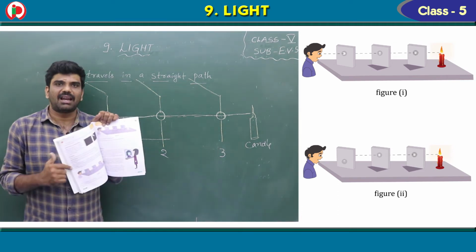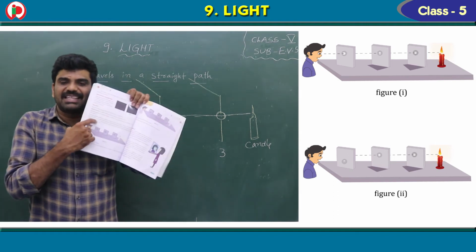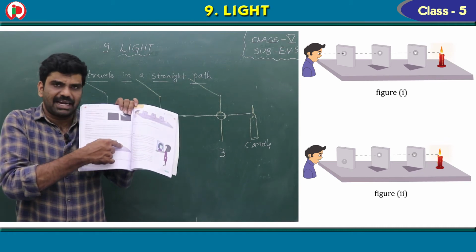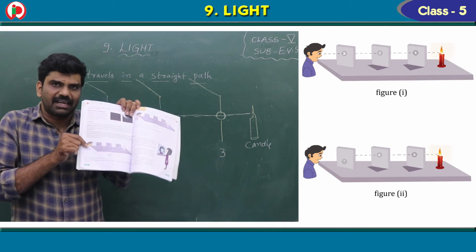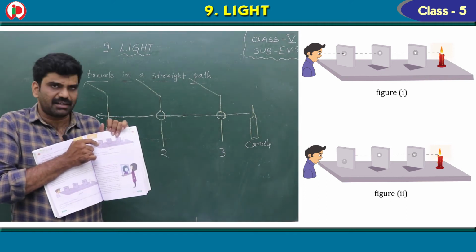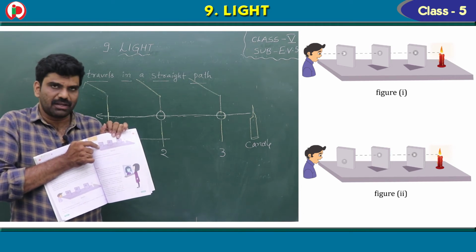That means light travels in a straight line. In the first figure, the 3 holes are of the same height. That is why we can see the light from the candle clearly. In the second figure, the hole is not exactly opposite to the other 2 cardboards. The hole is down, so we can't see.